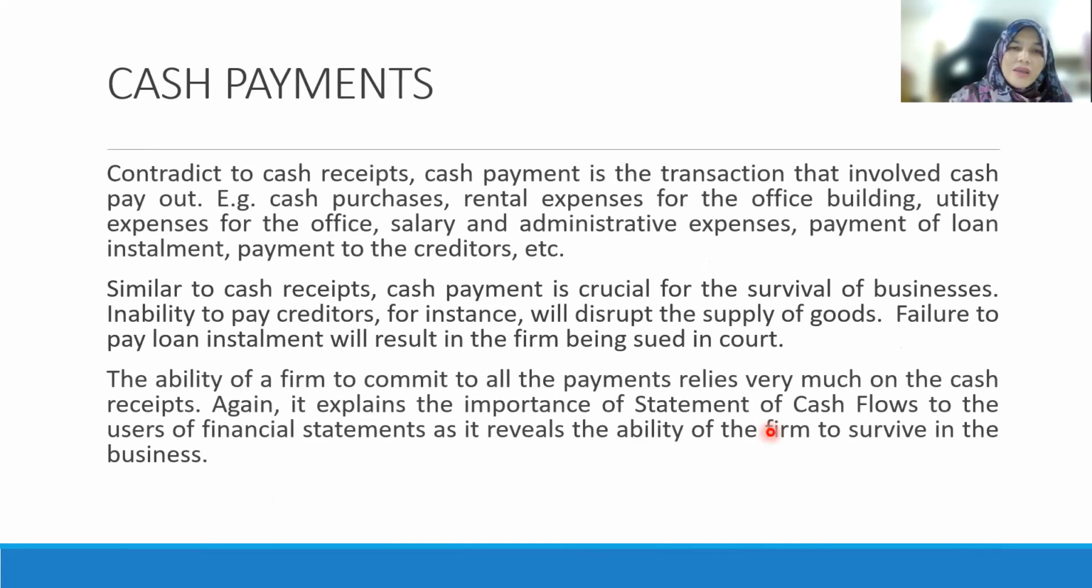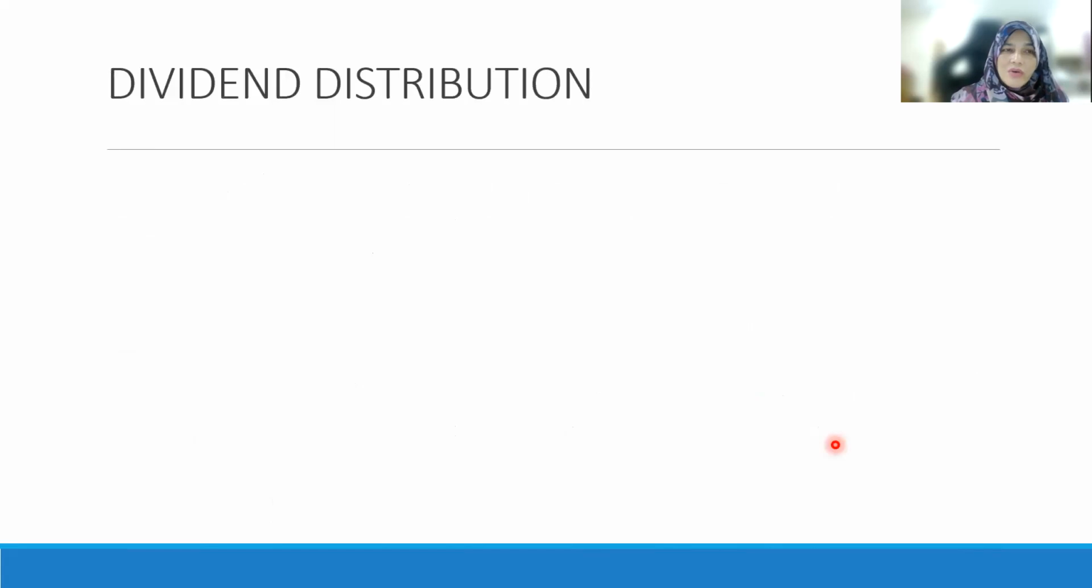Failure to pay installments to the bank, for example. If, let's say, the company does not have enough cash and then they fail to pay installments to the bank, definitely it will result in the company being sued in court. Or if the company is not able to pay the utility bills, definitely it will result in the utilities being cut off or terminated. Okay, the last one, this is about dividend distribution.